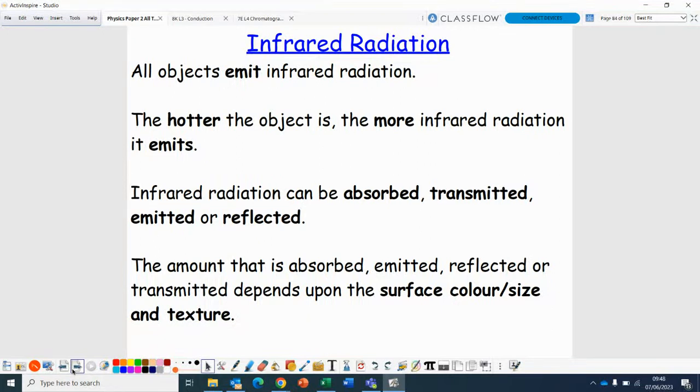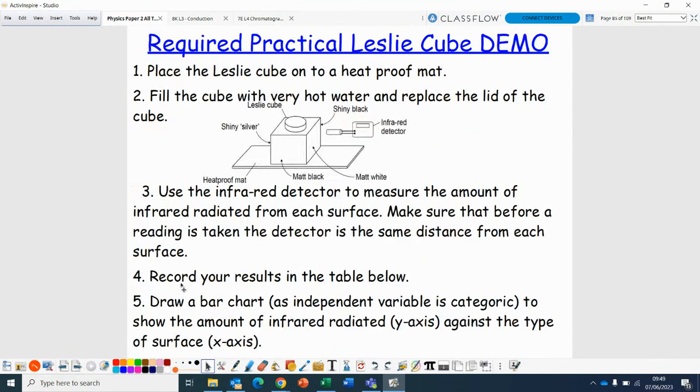Infrared can be absorbed, transmitted, emitted, or reflected, but the amount that's emitted, reflected, and transmitted depends upon the surface size, colour, and texture. A practical to do with this is the Leslie cube. So a Leslie cube is a cube with 4 different sides painted with different colours. You place it on a heat-proof mat and fill it with very hot water, kettle used. Use an infrared detector at the same distance from each of the surfaces, and you note down how much infrared is emitted. We would show our diagram as a bar chart because the independent variable being a colour makes it categoric.